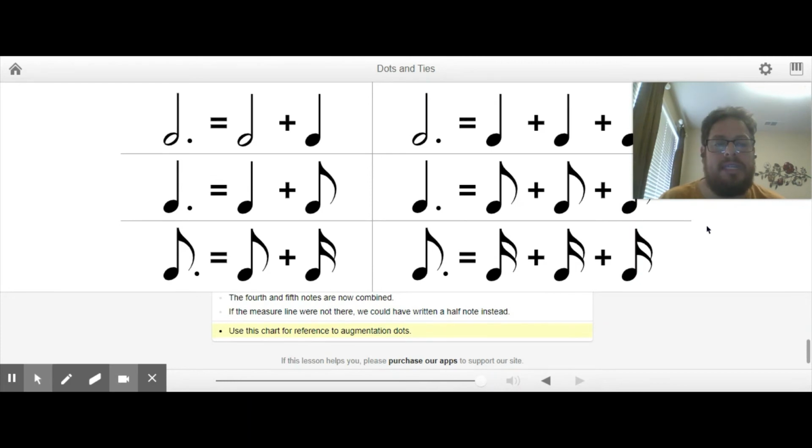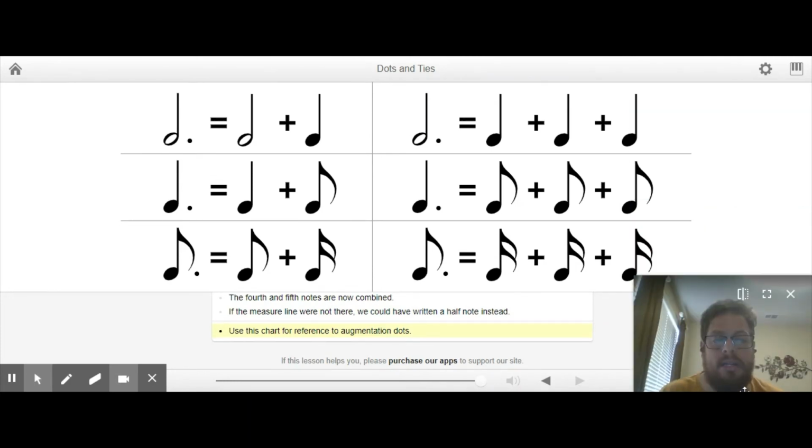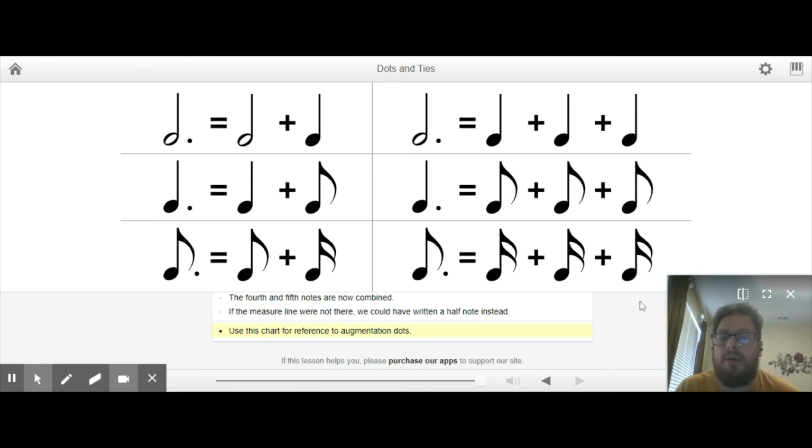Then you can use this idea to reference all these dots. In a half note, we would add a dot. Now it's 3 counts. A half note plus a quarter note equals 3 counts. Dotted half note, 3 counts, like we just said. A dotted quarter note is a quarter note plus an eighth note, or the equivalent of 3 eighth notes duration. And a dotted eighth note is an eighth note plus a 16th note, or if we want to break that down even further, 3 sixteenth notes.